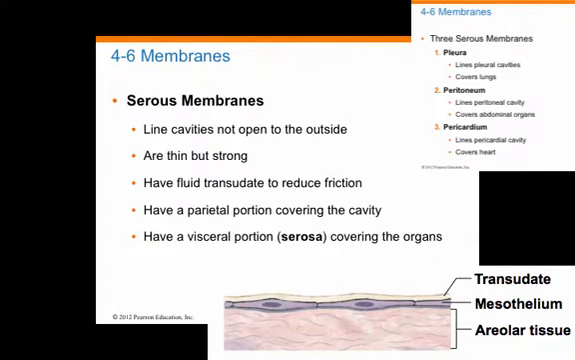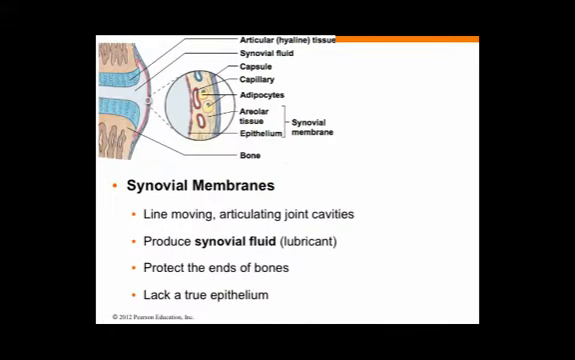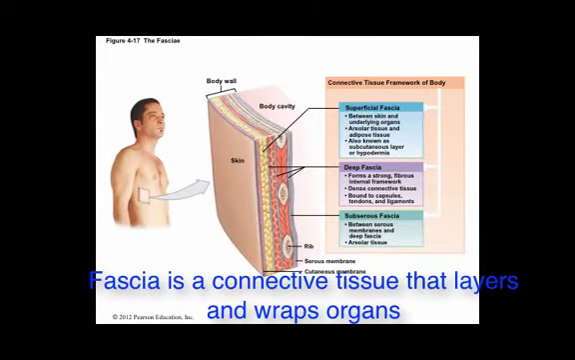Serous membranes line cavities that are not open to the outside, such as the pleural, pericardial, and peritoneal cavities. They have two layers, with serous fluid in between the two layers, which helps reduce friction of the organs within the cavities. The cutaneous membrane is thick and waterproof and is basically like skin. The synovial membranes line the joints and produce synovial fluid to lubricate the joints. Fascia is a connective tissue that layers and wraps organs.